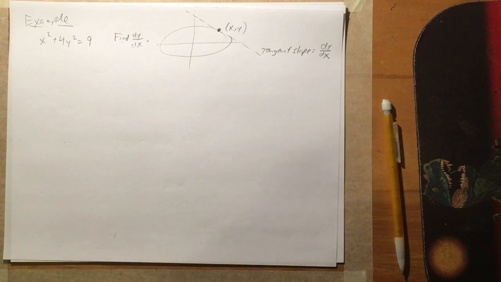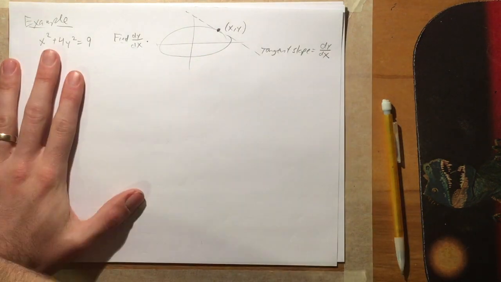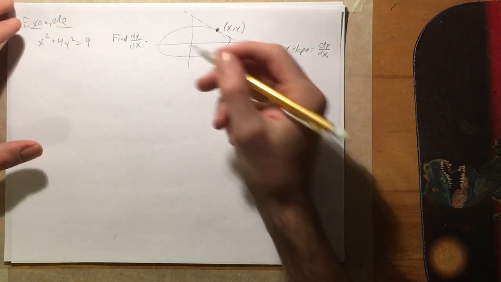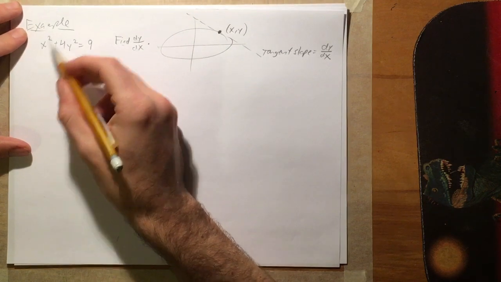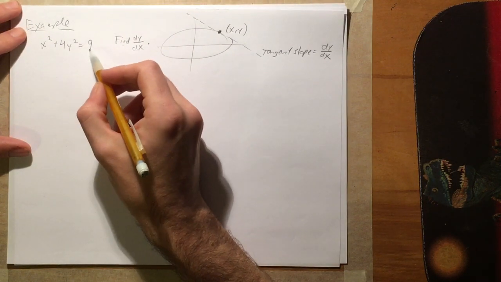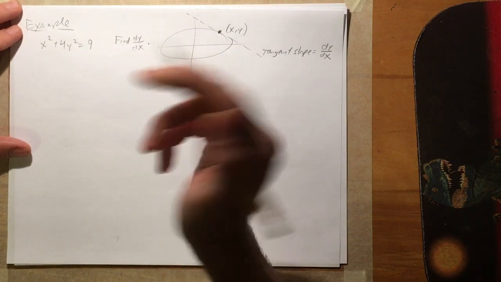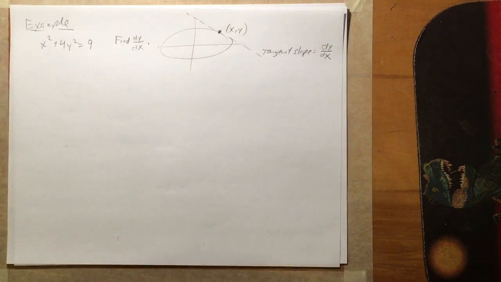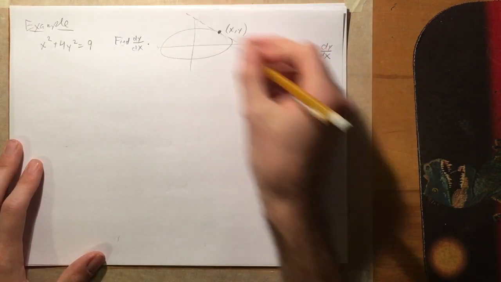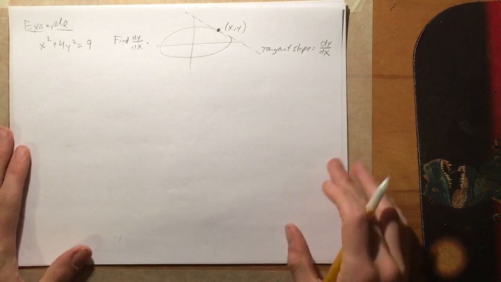Okay, we're learning implicit differentiation. I want to do another quick example, and then I'm going to go over to Desmos and show you what this looks like. So the equation is x squared plus 4y squared equals 9. We're going to find dy over dx, and then we're also going to talk about what the tangent line equation would look like once you figure that out.